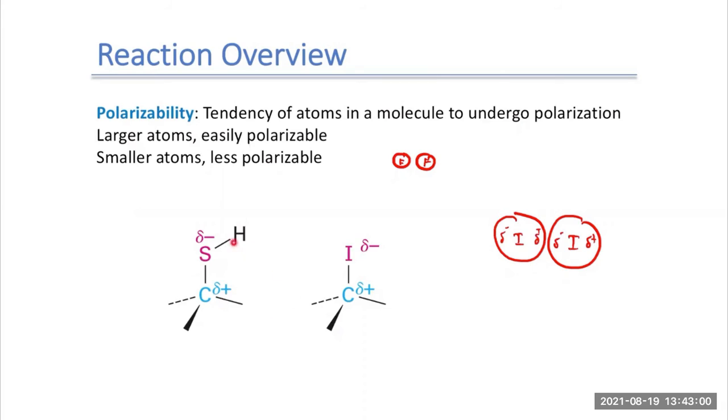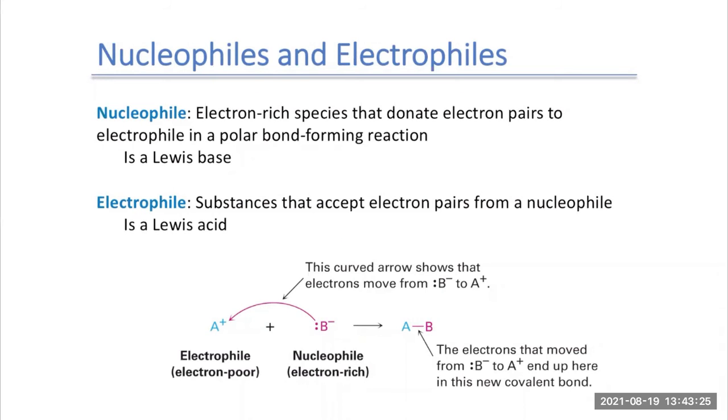So that means when we're looking at a carbon with a sulfur versus a carbon with an iodine, since the iodine is a larger atom, it's more polarizable. The sulfur, not as polarizable. And a quick review of nucleophile and electrophile. Remember, nucleophiles are the electron-rich species. They're the ones that donate the electron pair. So they're the ones that do the attacking. They're the Lewis base. The electrophile, those are the ones that contain either that positive charge or partial positive charge. Those are the substances that accept the electron pair from the nucleophile. They're your Lewis acids.